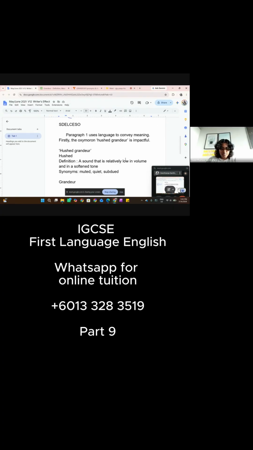Okay, so let's look at what we're working with. Definitions, you can just say that, hey, this is the definition for hush. This is the definition for grandeur. So you can just do that. Hushed is defined as, or means this, right? Hushed is defined as a sound that is relatively low in volume and in a softened tone.